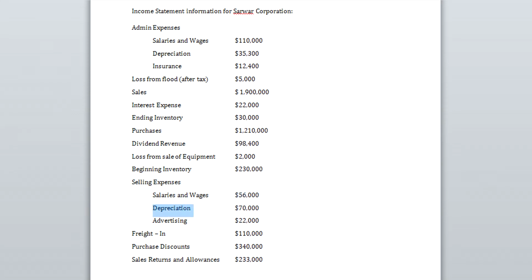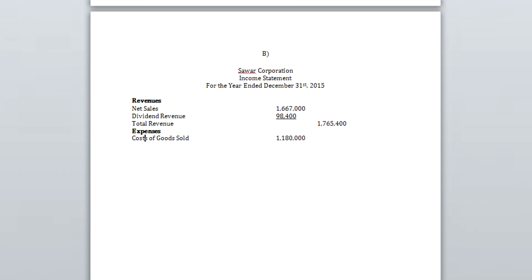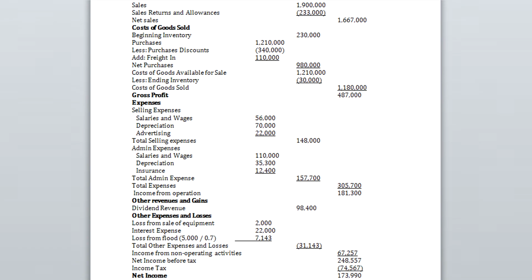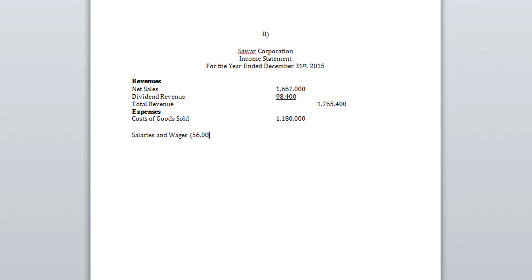Same thing with depreciation. Depreciation will no longer be listed twice as $70,000 and $35,300 separately, but we're going to combine it together. Okay? So, you'll see what I mean here in just a second. So, for our expenses, first one is salaries and wages. And since it's not by function, it's by nature, we're going to combine it. So, before we had $56,000 and we had $110,000, well, we're going to add it together to give us our total salaries and wages of $166,000.